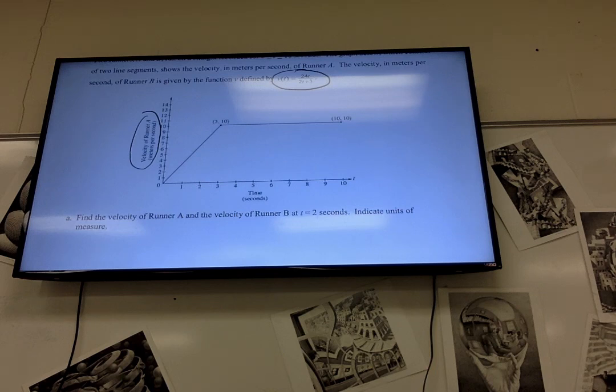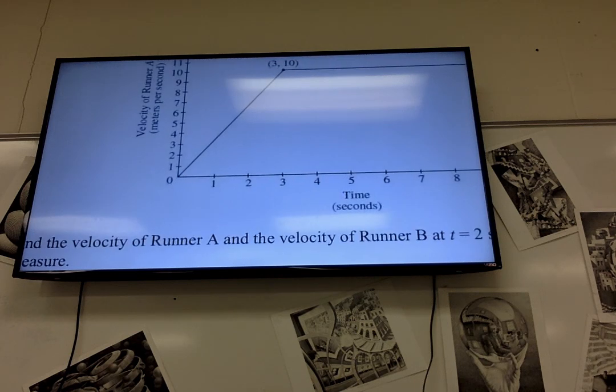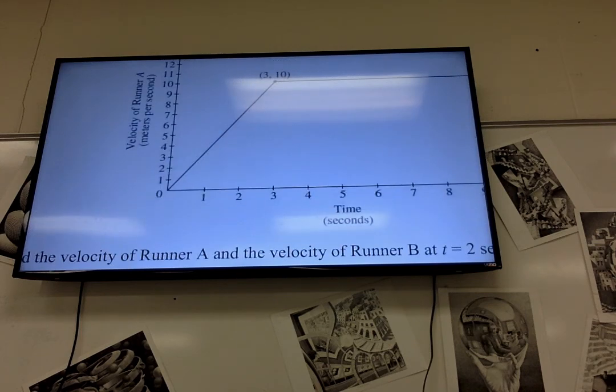So for runner A, we could try to use this graph, but even if you do have it right there in front of you, it doesn't come out nice and neat. It's not quite 6, actually, somewhere between 6 and 7. So to find it exactly, because it doesn't say approximate or anything, we're just going to use this line. This is a line, just like in Algebra 1.